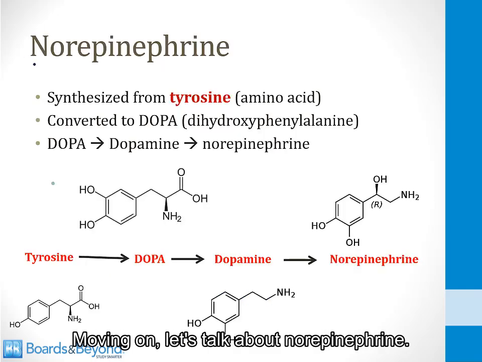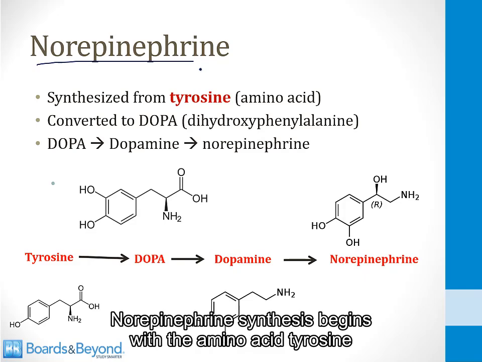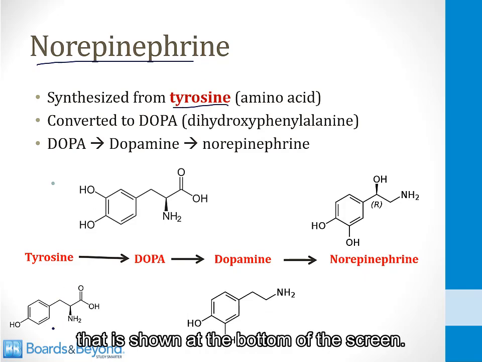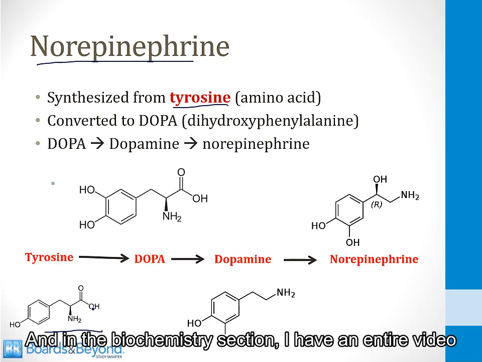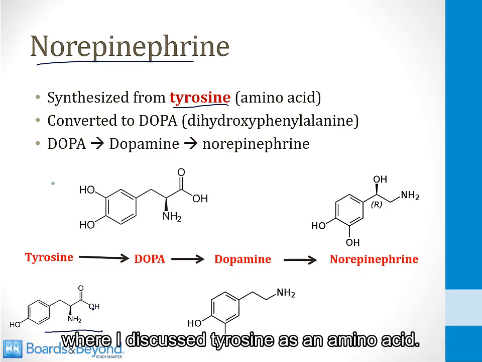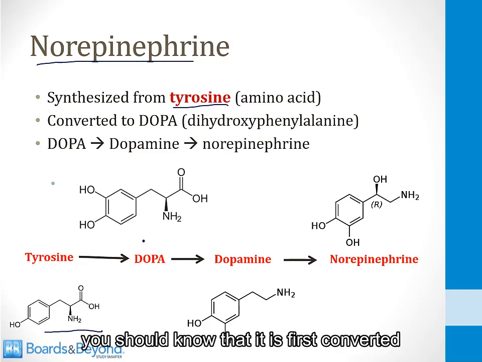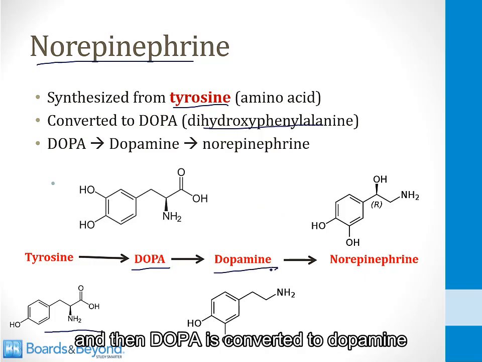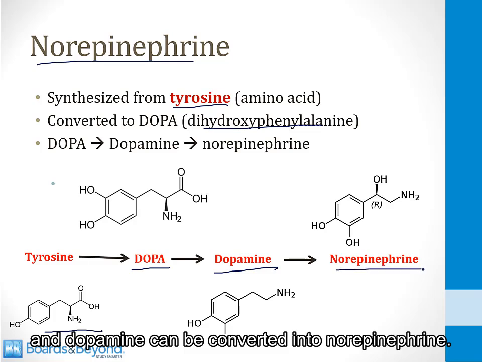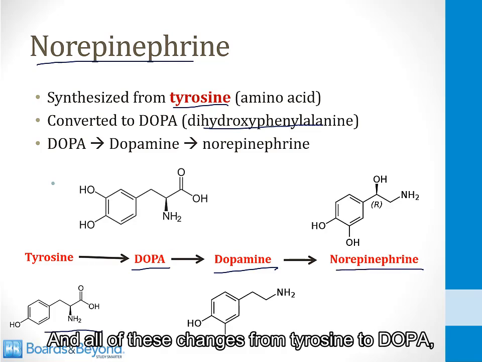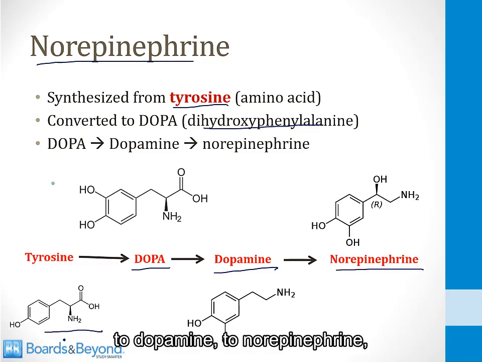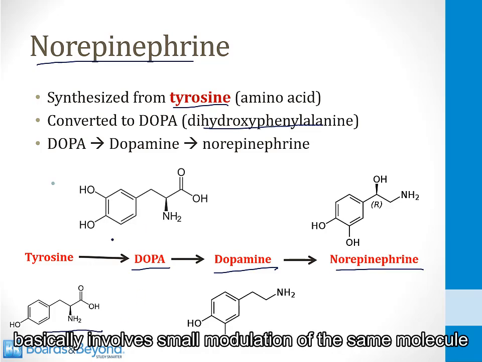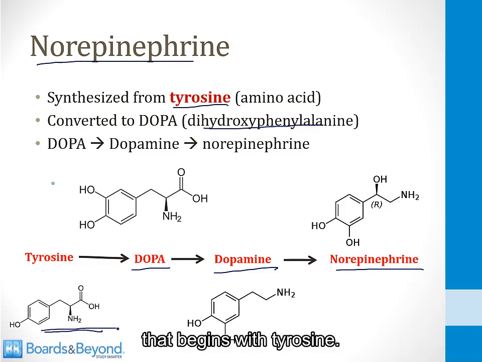Moving on, let's talk about norepinephrine. Norepinephrine synthesis begins with the amino acid tyrosine that is shown at the bottom of the screen. And in the biochemistry section, I have an entire video where I discuss tyrosine as an amino acid. For our purposes here, though, you should know that it is first converted to a structure called DOPA. DOPA stands for dihydroxyphenylalanine. And then DOPA is converted to dopamine, and dopamine can be converted into norepinephrine. And all of these changes from tyrosine to DOPA to dopamine to norepinephrine basically involve small modulation of the same molecule that begins with tyrosine.